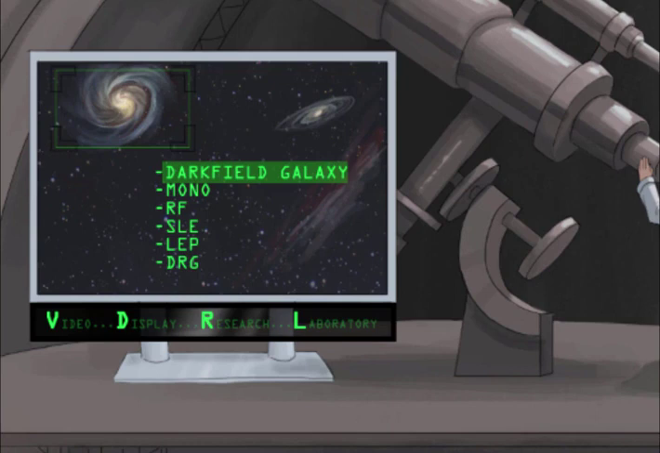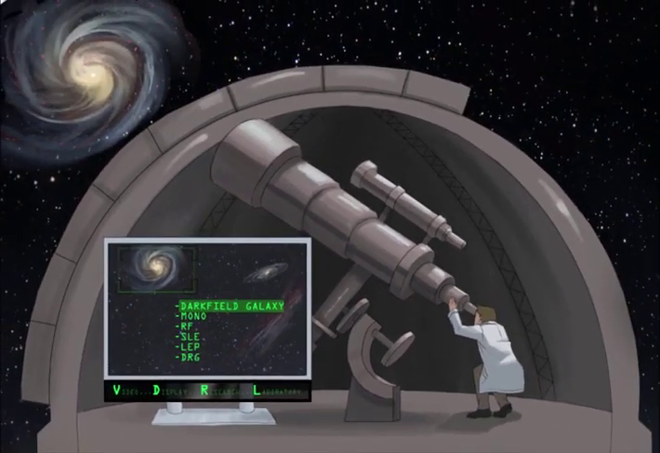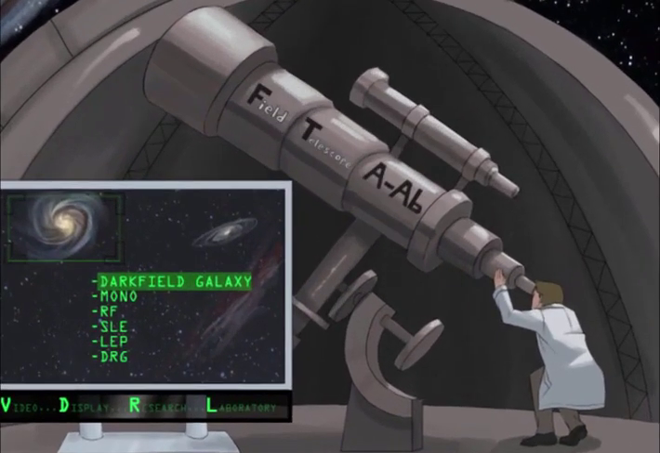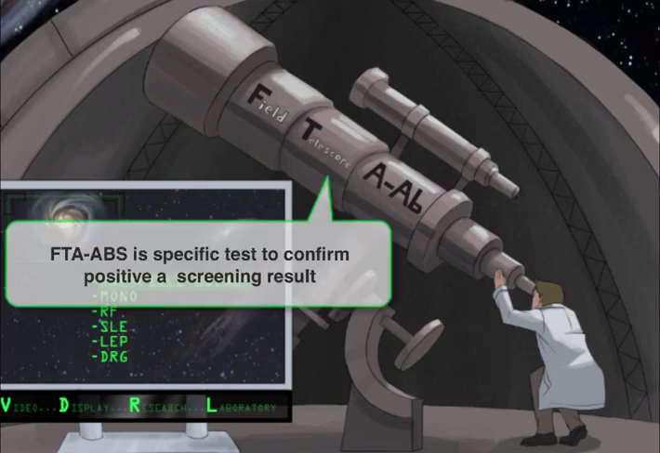Because of all these possibilities for false positives, it's important to have a confirmatory test. That's where our telescope comes in handy. Behold, the Field Telescope A to AB, or what you would recognize as the FTA antibody test. As opposed to VDRL, this is a treponemal test that is used after the non-treponemal tests show reactivity.